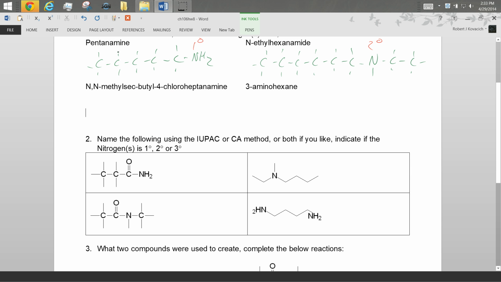Okay, so N,N-methyl sec-butyl 4-chloro heptanamine. That's a mouthful. So 7. So 2, 3, 4, 5, 6, 7. So there's 7 carbons. I'm going to take those 7 carbons and attach them to a nitrogen. And 1, 2, 3, 4, and that'll give me my spot for my chloro. And then I need a methyl group. So there's a methyl group coming off my nitrogen, and then a sec-butyl.